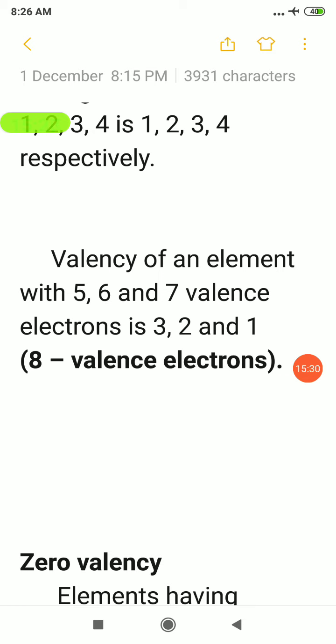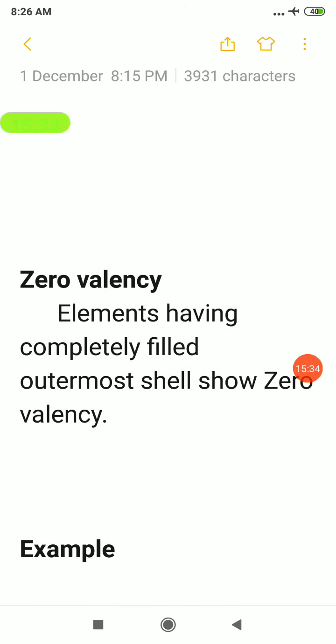And also, dear students, in the periodic table, there is another special case which is zero valency. There are certain elements that show zero valency. Zero valency in the sense they never take part in bonding. That is the 18th group in the periodic table. Those are called noble gases or rare gases. They do not get involved in bonding. So that is called zero valency.